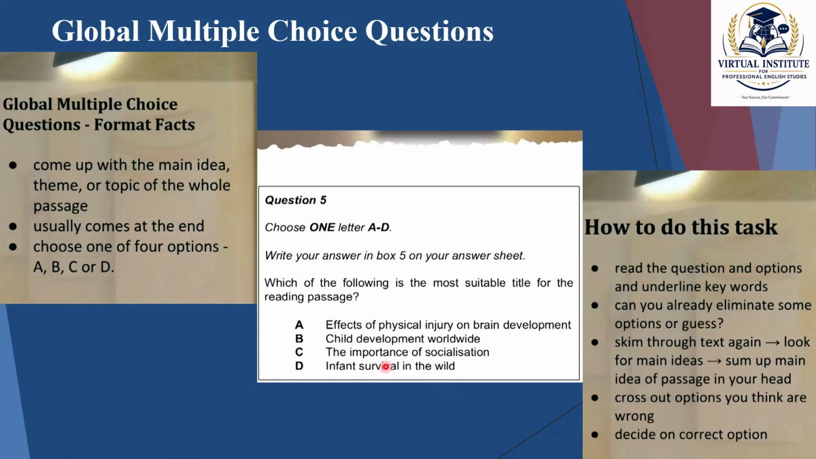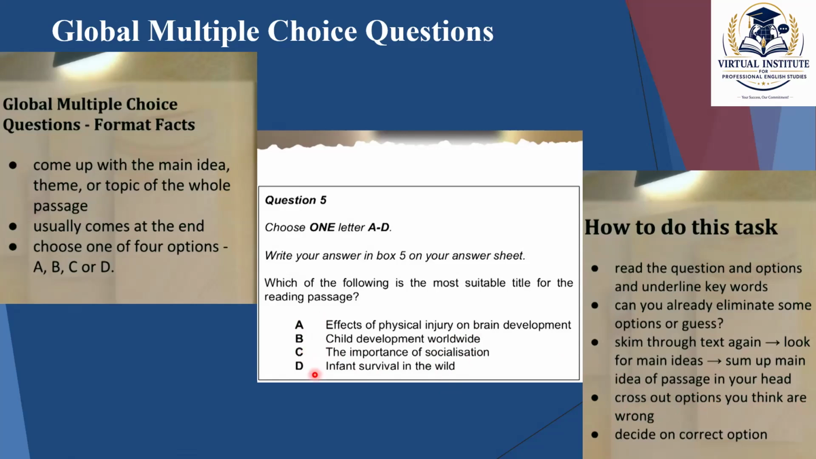For example, these are four options. So out of four, for example, A is crossed because it is not relevant. After you skim through the passage, you feel that this is not relevant, so you cross it out. Then you also cross, for example, option C. You cross it out as well because you think that this is not relevant.